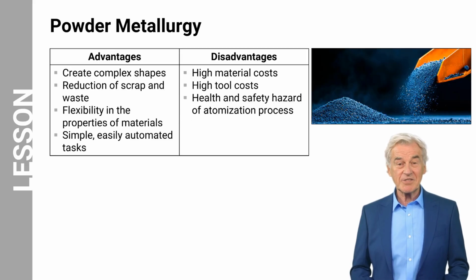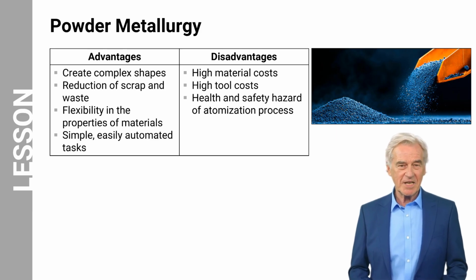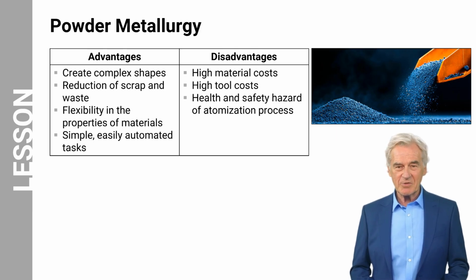The main advantages of the powder metallurgy process include the manufacturing of complex shapes, helping with the reduction of scrap or waste, and providing flexibility in the properties of materials. These processes help to increase production rates because they are simple and readily automated. The main disadvantages include high material costs, high tool costs, and other health and general safety hazards due to the atomization processes.